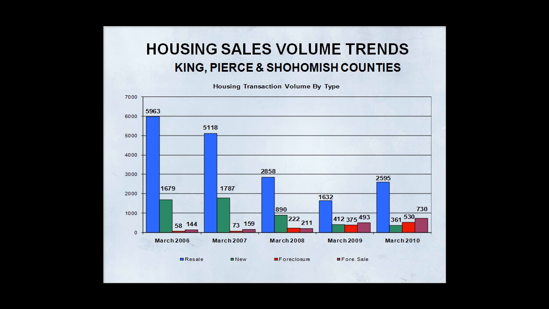So what we've seen is a trough in volume. We would expect that the trough in pricing wouldn't be too far behind. It probably lags that trough in volume, but not by too much. New home sales, you can see, coming down, have yet to trough, and foreclosures and foreclosure sales are rising during the 2009 and 2010 time period.